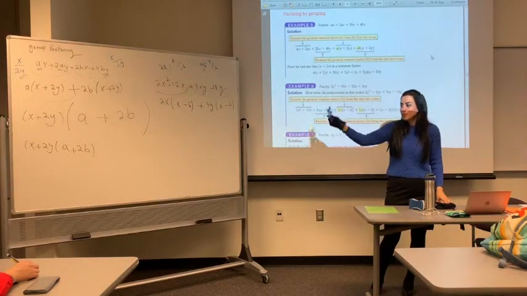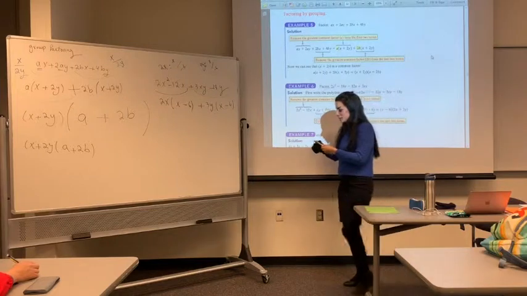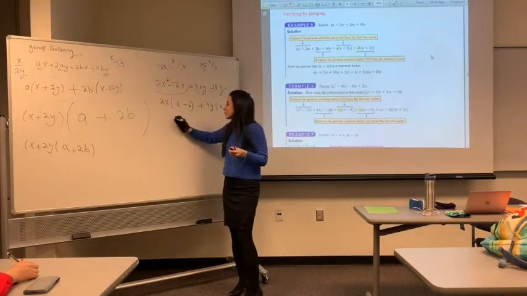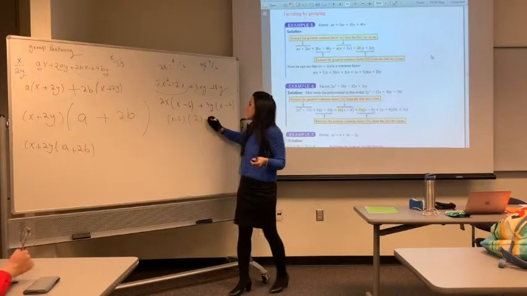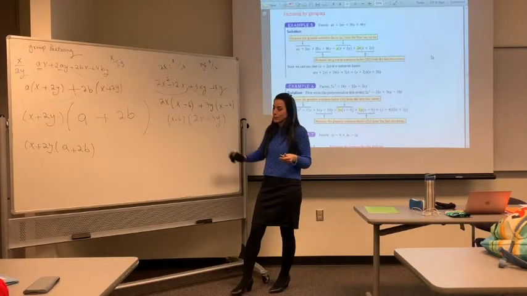So now what is common between these two groups? X minus 6. X minus 6, and then 2x plus 3y.